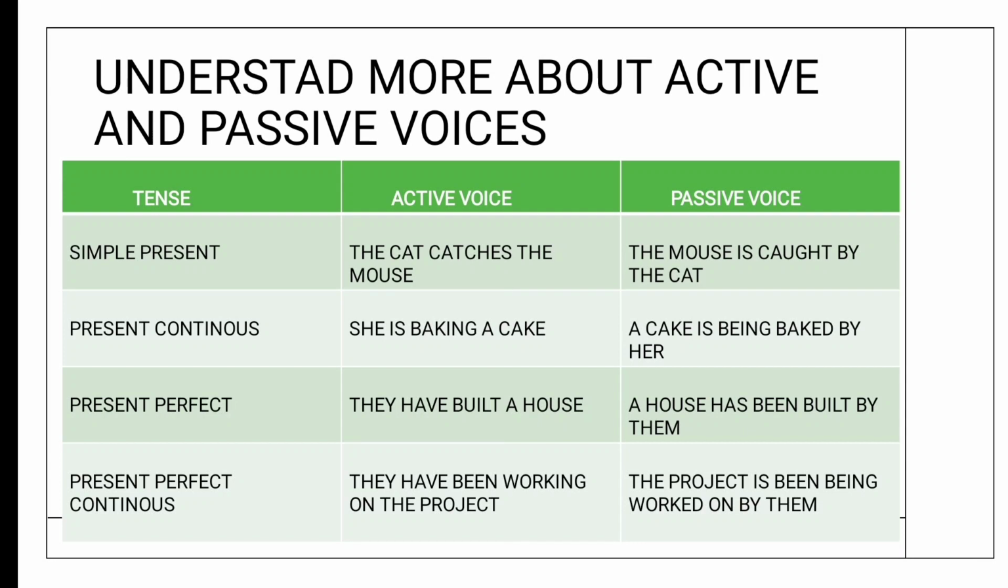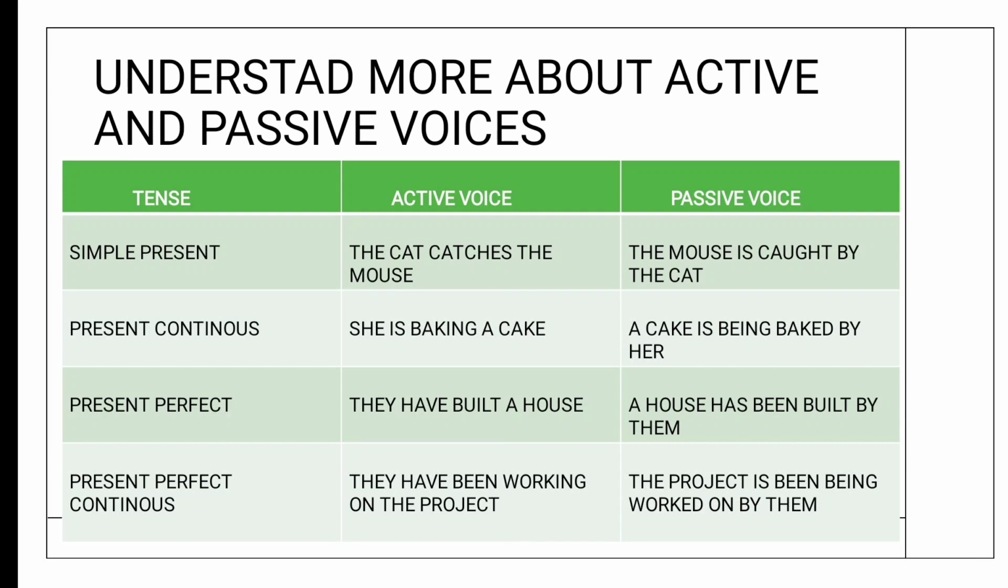Here is the example: the cat catches the mouse. Subject plus V1, we added es to the verb, plus object. Okay, subject plus verb plus object. This is the formula of simple present active voice. Now we have to convert into the passive voice. The object in the active voice, the mouse, will come into the place of the subject in the passive voice. The mouse.